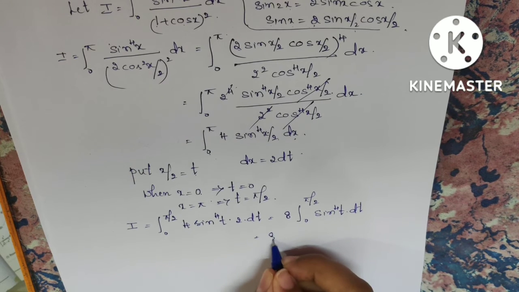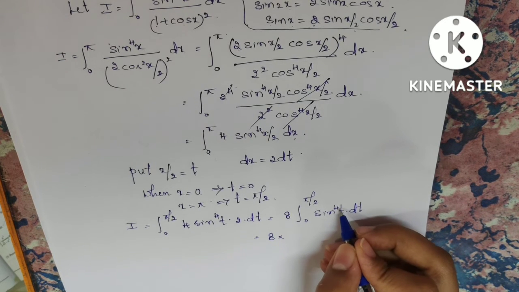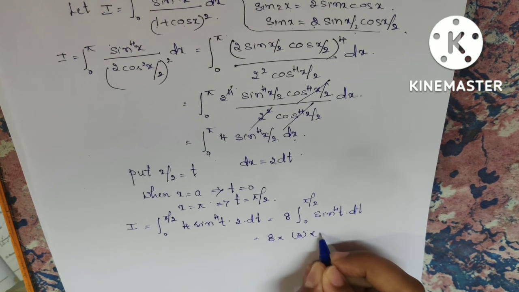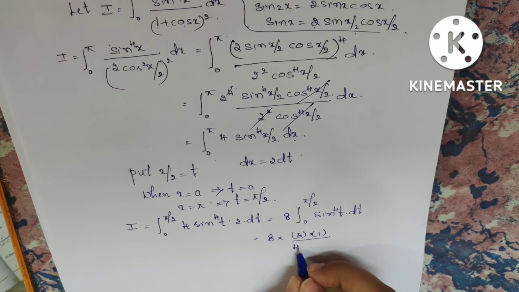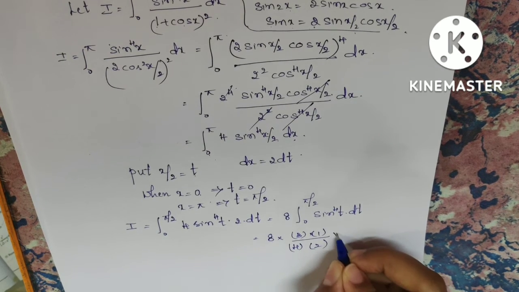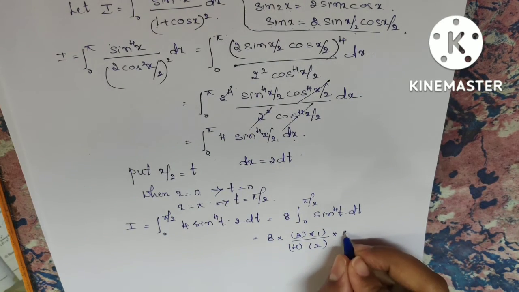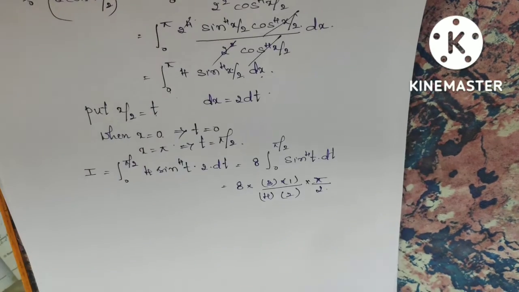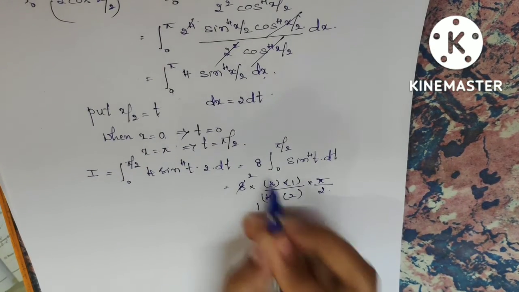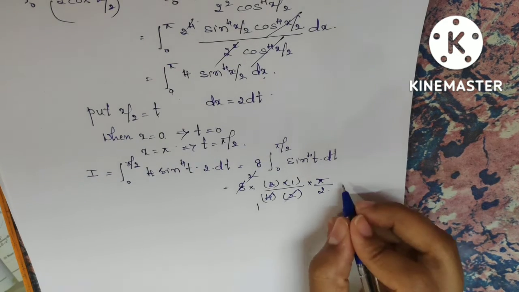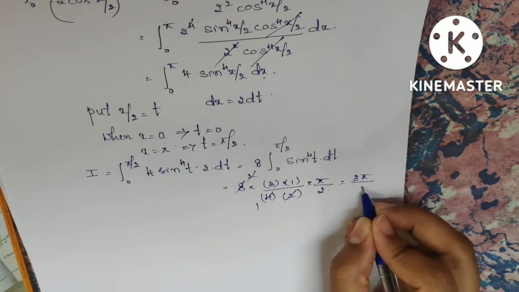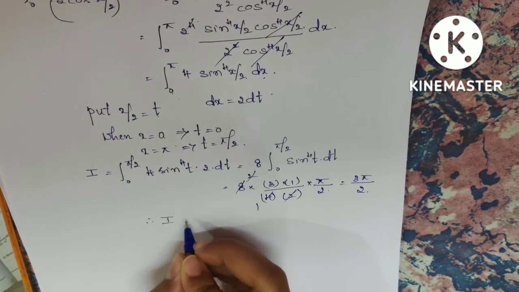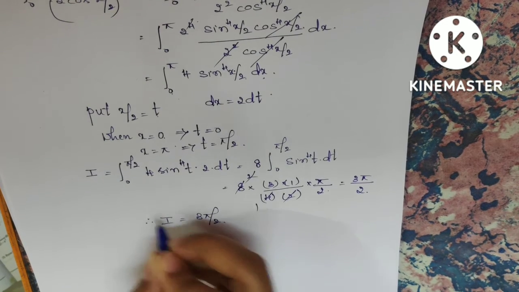Then by the reduction formula, 8 into, here the power is 4, 3 into 1 divided by 4 into 2. Since the power is 4, even, we have to multiply by pi/2. 4 ones are 4, twos are 2, 2, this will get cancelled. So our answer will be 3 pi/2. Therefore, I equals 3 pi/2.